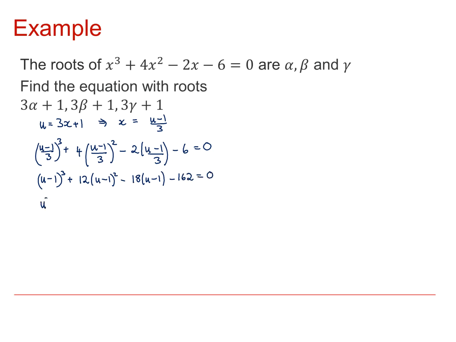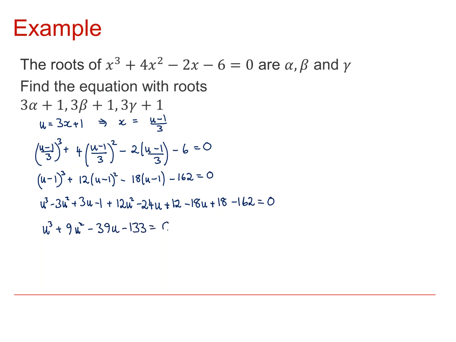Multiplying out, u cubed minus 3u squared plus 3u minus 1, plus 12u squared minus 24u plus 12, minus 18u plus 18 minus 162 equals 0. And finally, collecting terms, I get u cubed plus 9u squared minus 39u minus 133 equals 0.